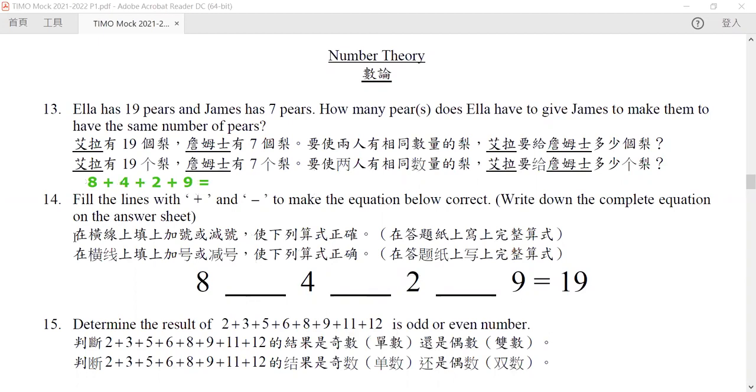Teacher, answer is 8 plus 4 minus 2 equal 9.